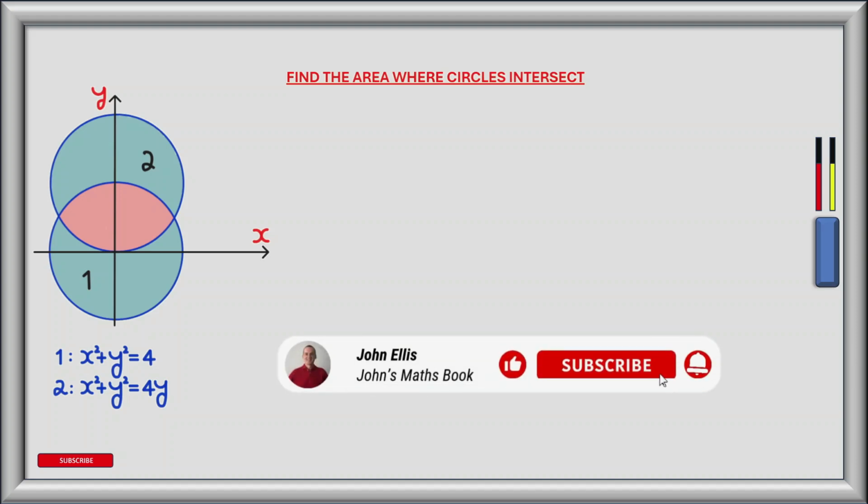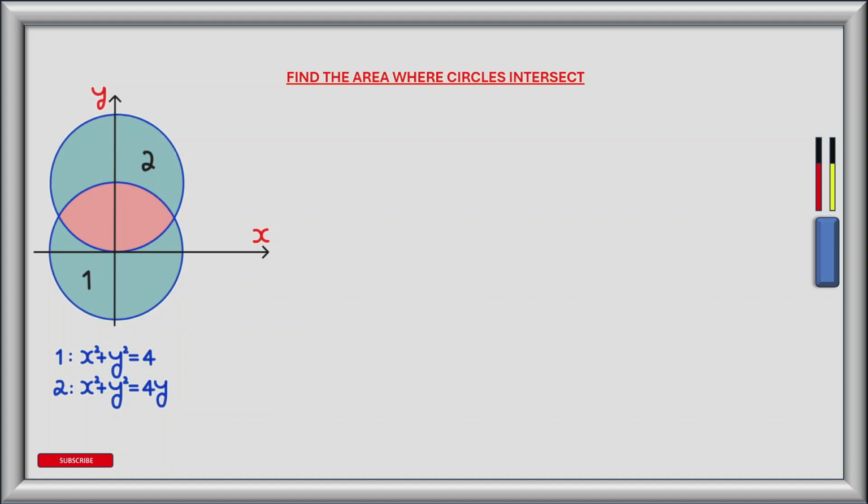The equation of each circle is shown in Cartesian coordinates. Circle 1 has a radius of 2 and is centred at the origin. Circle 2 has a radius of 2 and is centred at x equals 0 and y equals 2 and cuts the y-axis at y equals 4.